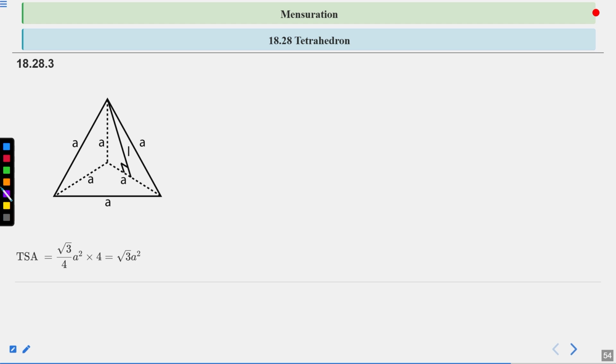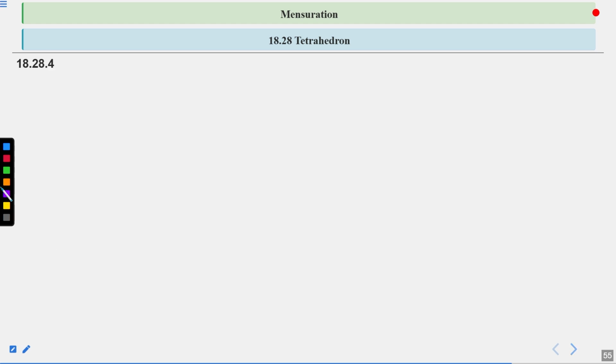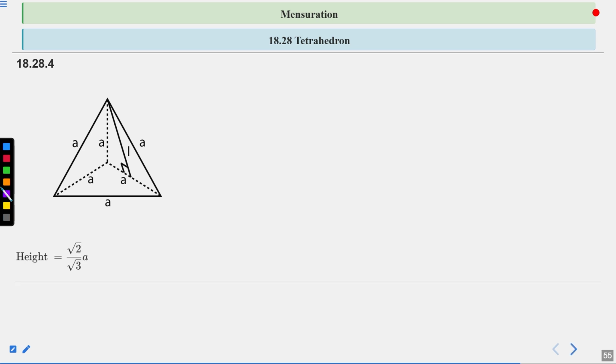Next one. In tetrahedron 18.28.4 formula, this is the diagram. Now the height we can calculate by using the formula root 2 by root 3 multiplied by a.